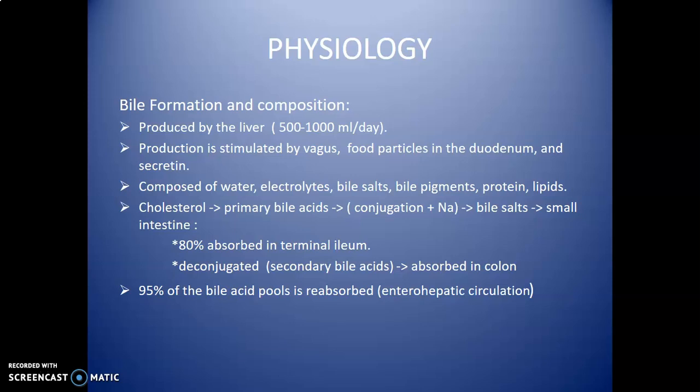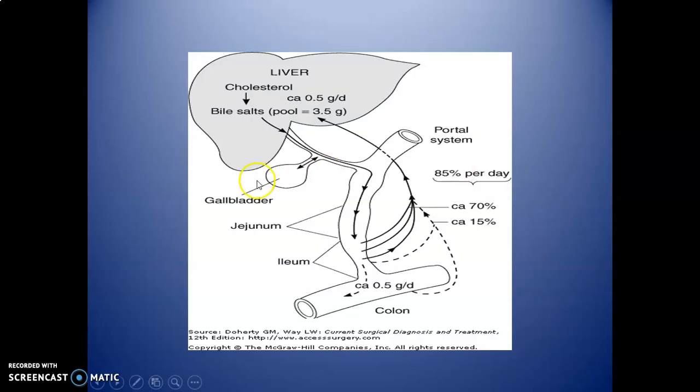Bile helps to emulsify fat, and after that it is broken down in the small intestine, and 80% will be absorbed in the ileum. Deconjugation occurs, and later on it is absorbed in the colon. This is what you refer to as enterohepatic circulation, where 95% of the bile pool is reabsorbed. This just shows you what happens in the terminal ileum, and the final reabsorption of the bile salts.